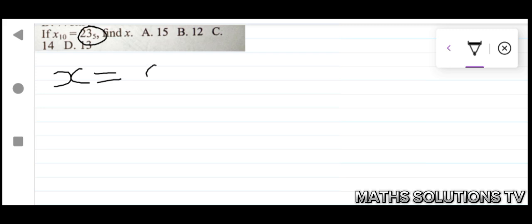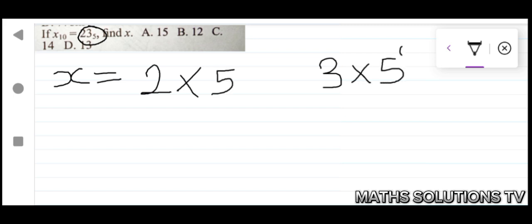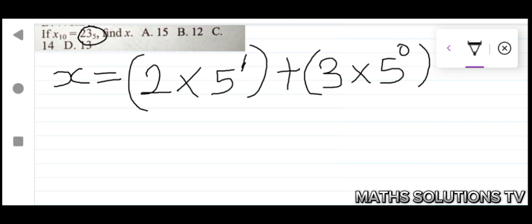So 23 base 5 means you write 2, you write 3, and then you multiply each by the base, which is 5. Put the powers from the smallest to the highest. And then to avoid confusion, let's add brackets, and then we add this up. At this point, we need to be very careful. 5 raised to power 1 is 5, just one time. So any number raised to power 1 is still that same number.